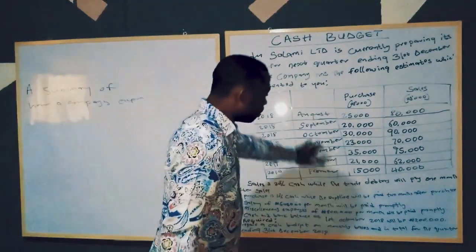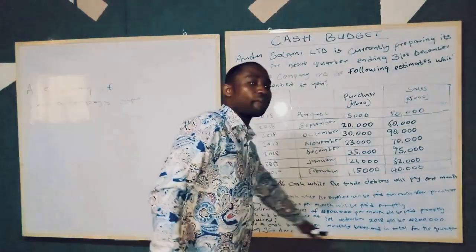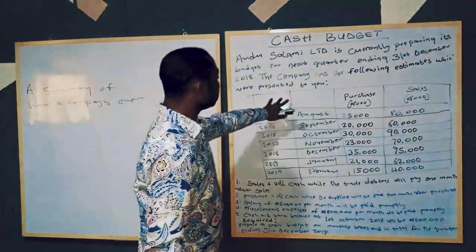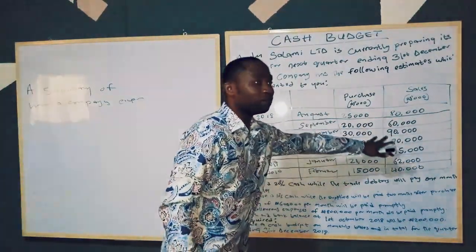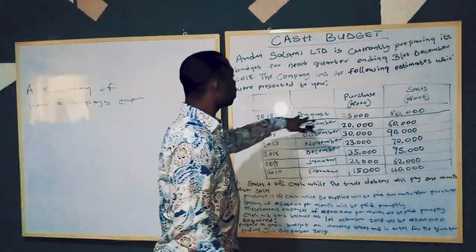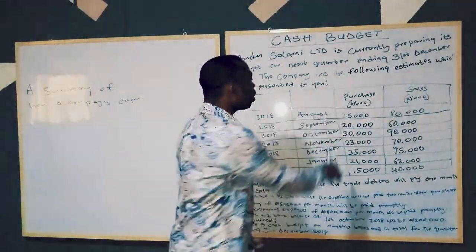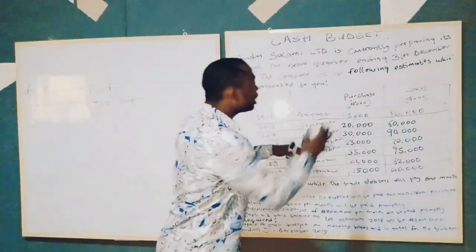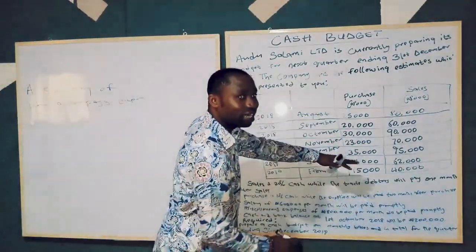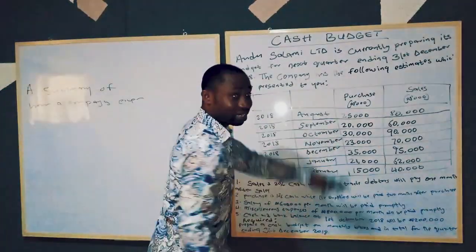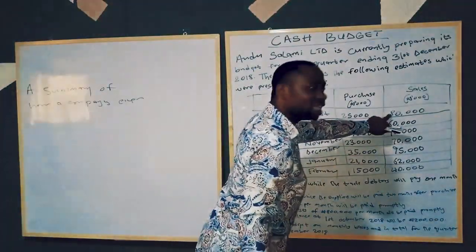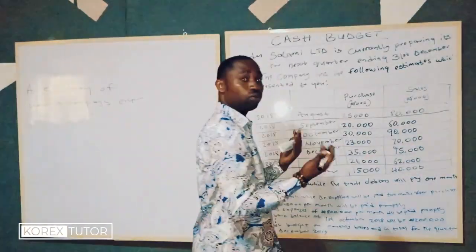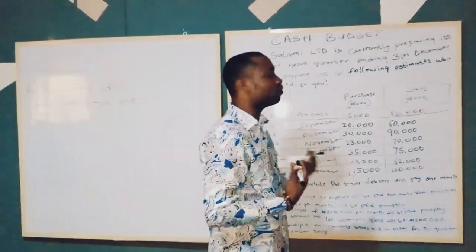But before we go into the preparation of the cash budget for the 3 months, they gave us the information for the 6 months. They gave it because it's not all that we purchase that we are going to pay for in that month. Some of the money will be going into the next month and the rest of the months too. Then in the sales too, it's not all the goods that we sold that we collect the money for instantly in that month.